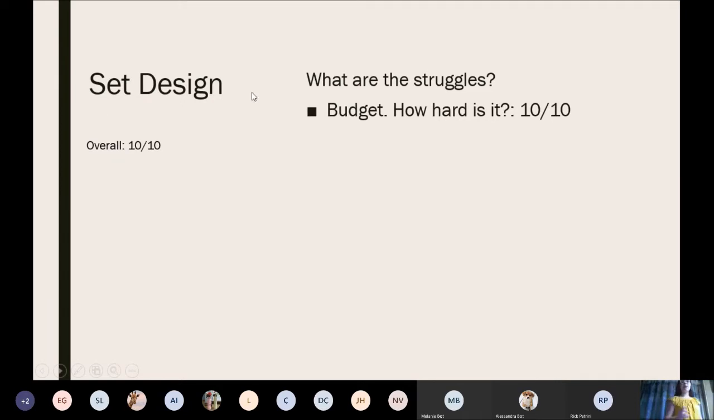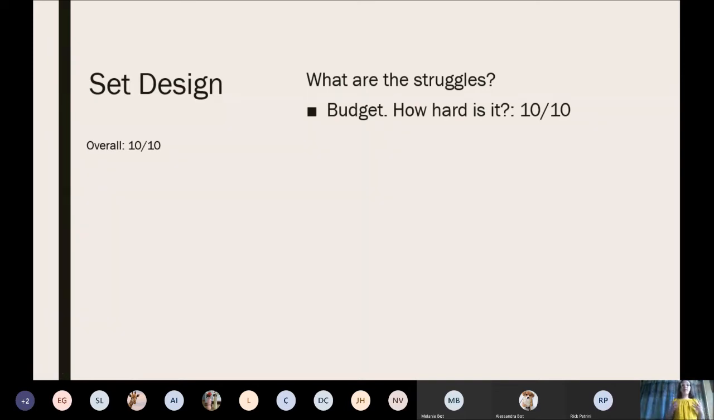Set design. What are the struggles? The only struggle is budget. If you have a really cool idea, but it would be way more than your budget, then you have to make it fit your budget, make it less expensive. The hardness level on that is a 10 out of 10. Set design overall, 10 out of 10.